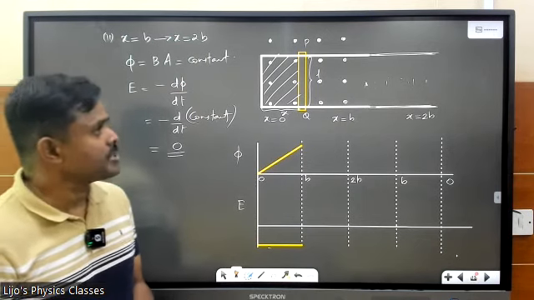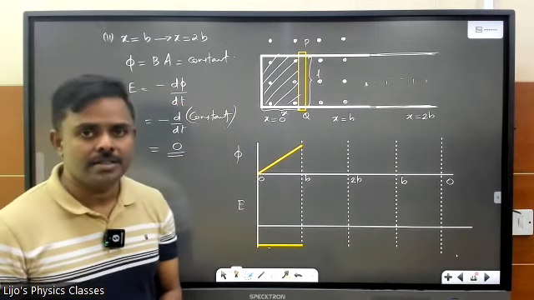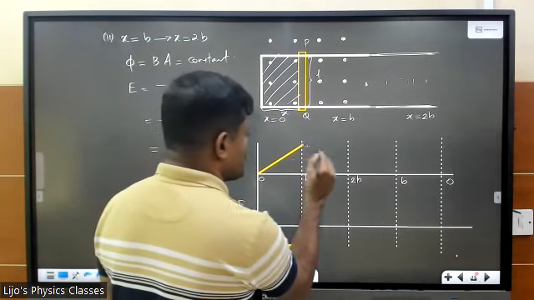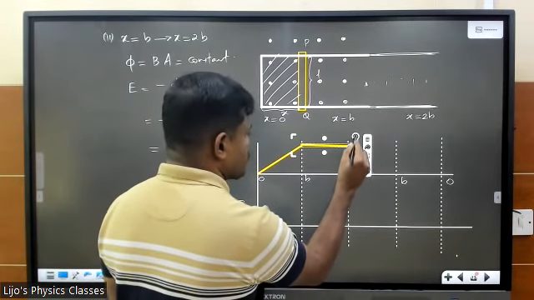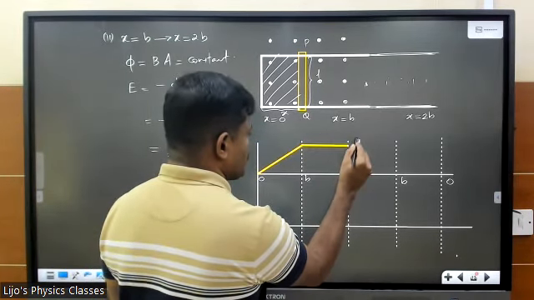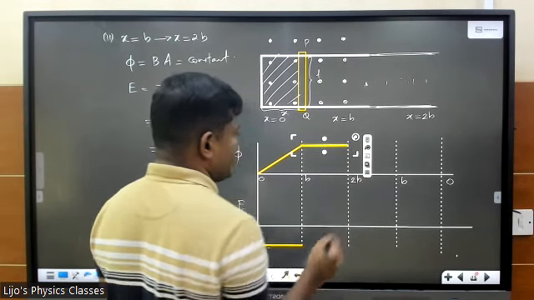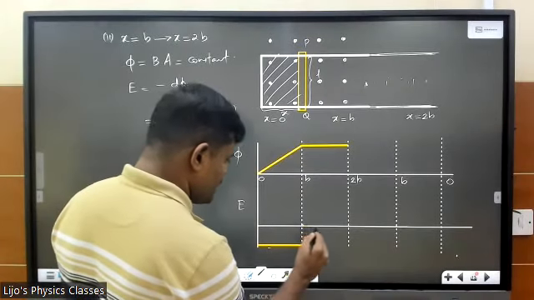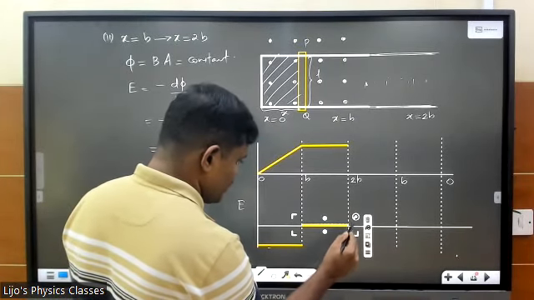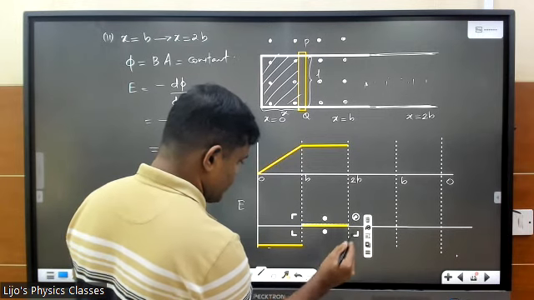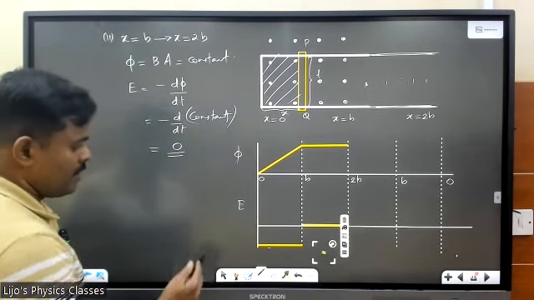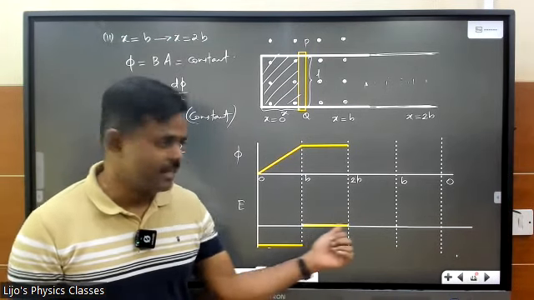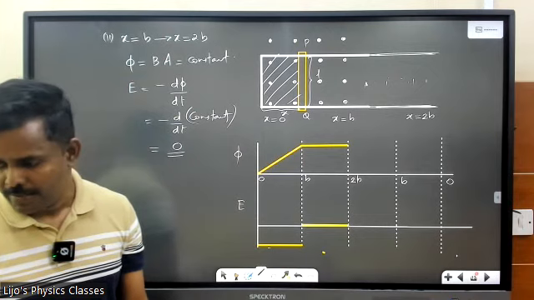So we have two conclusions here. Flux is a constant. EMF is 0 for the second segment. Flux is a constant means the graph will be a horizontal straight line, because for a constant, the graph is always a straight line. And EMF is 0 here, which means it has to coincide with the x-axis. When the y variable is equal to 0, it should coincide with the x-axis. So EMF is 0 here.